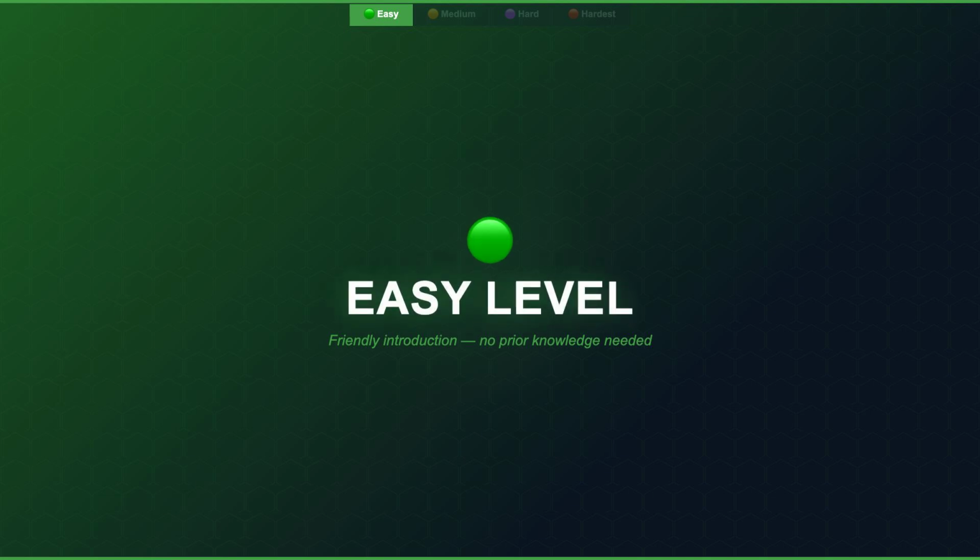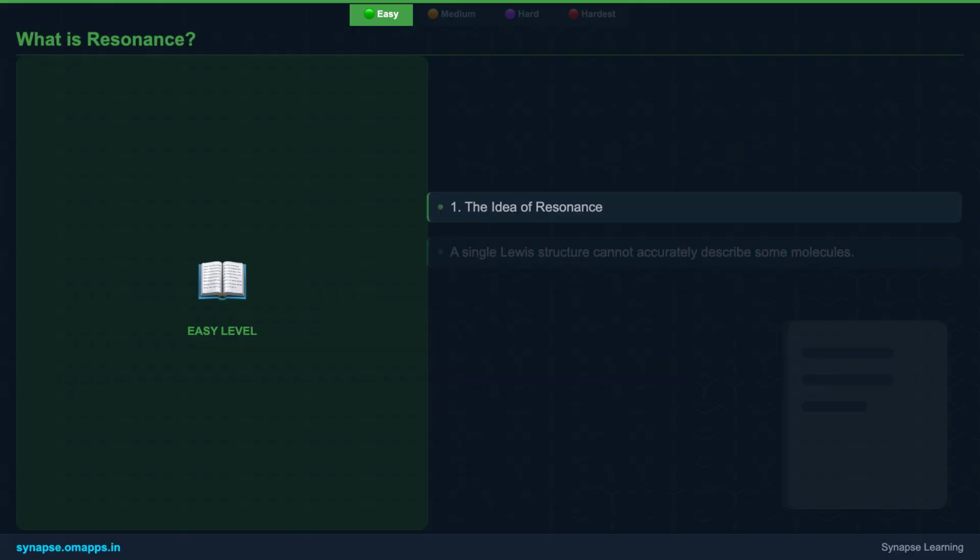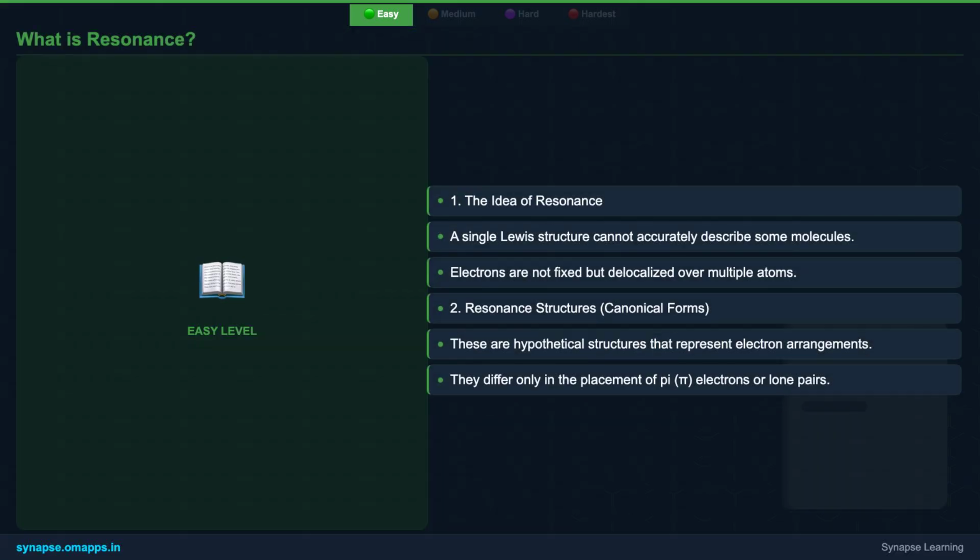Ready to uncover the secret lives of molecules? Let's begin our journey into resonance, starting with the fundamental ideas. Imagine a molecule that can't be perfectly described by just one picture. That's where resonance comes in.